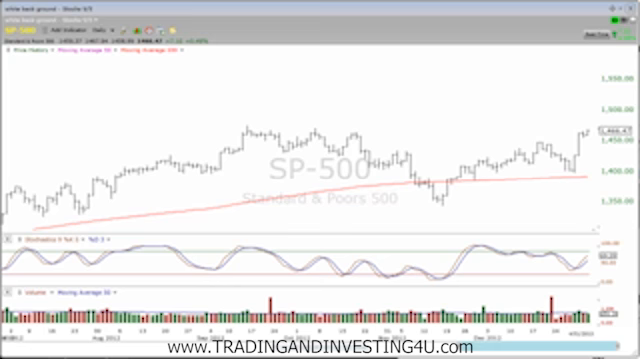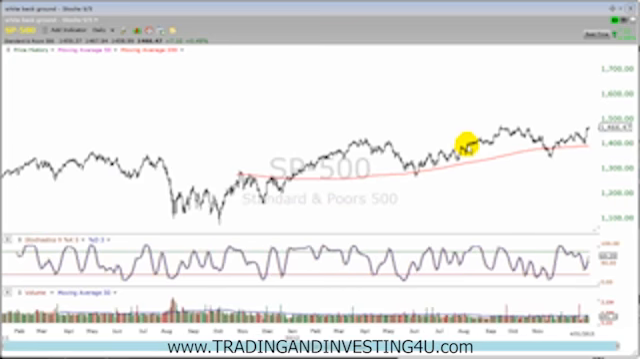Look at the S&P 500 here. What I've done is I've taken everything off the screen apart from the volume, the stochastics, and a 200 moving average on the charts. We're looking at a daily chart right now, and if I squeeze my chart right up here, we can actually see a few things that are happening.